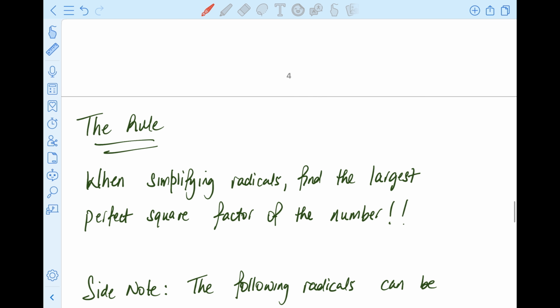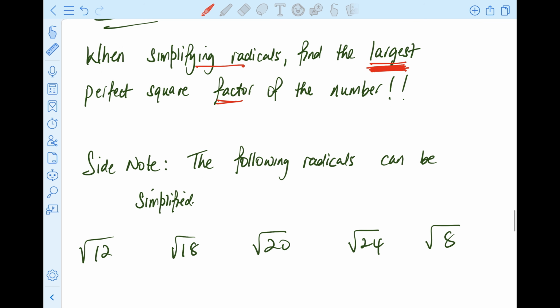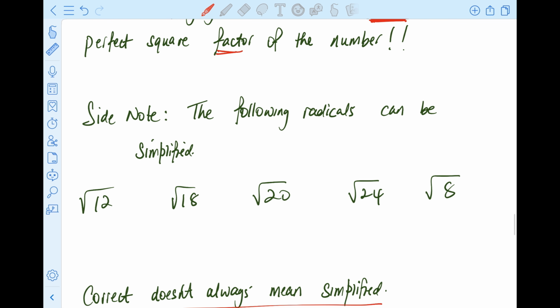So this is what we say. Here's the rule. When simplifying radicals, find the largest perfect square factor of the number, the largest perfect square factor. So we had 4, we had 9, we had 36. The largest perfect square factor is 36. Very, very important. Now, I just wanted to add a side note in my notes. The following radicals can always be simplified further.